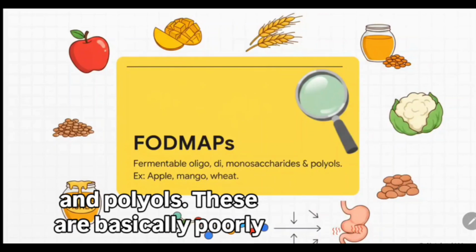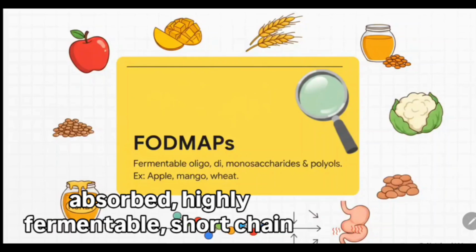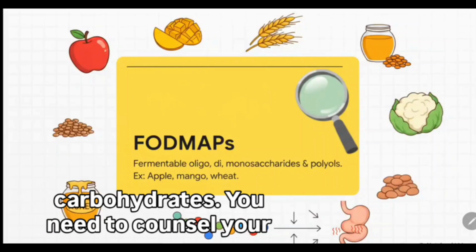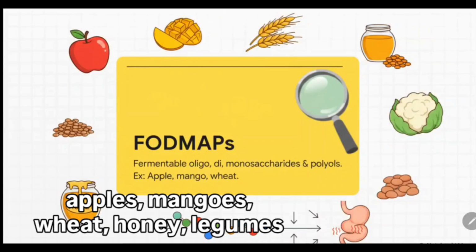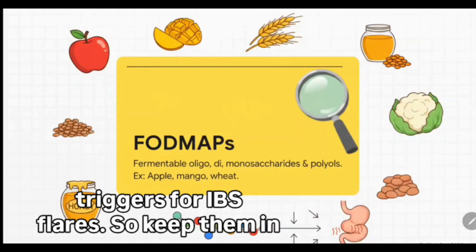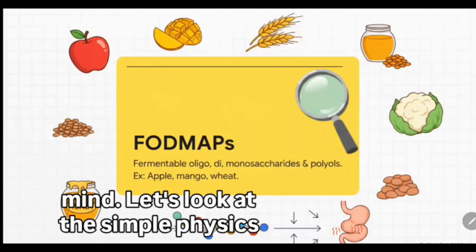These are basically poorly absorbed, highly fermentable, short-chain carbohydrates. You need to counsel your patients to cut down on things like apples, mangoes, wheat, honey, legumes, and cauliflower. These are notorious triggers for IBS flares, so keep them in mind.